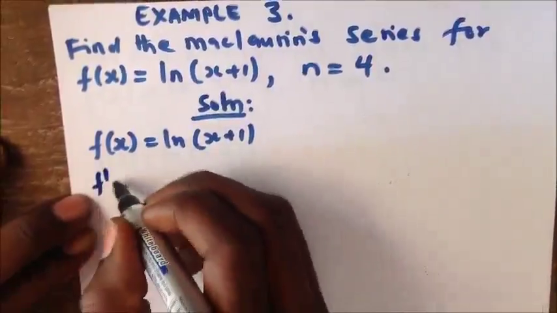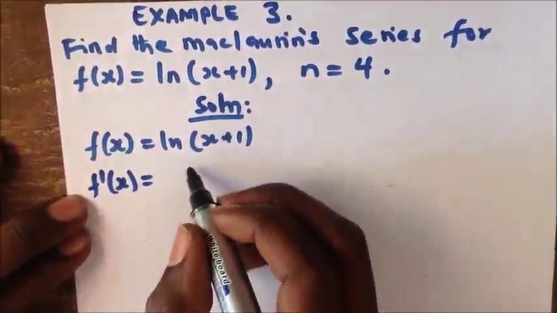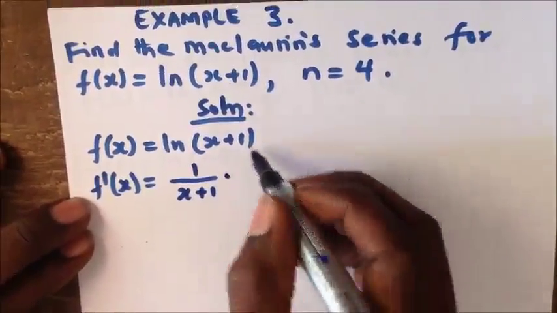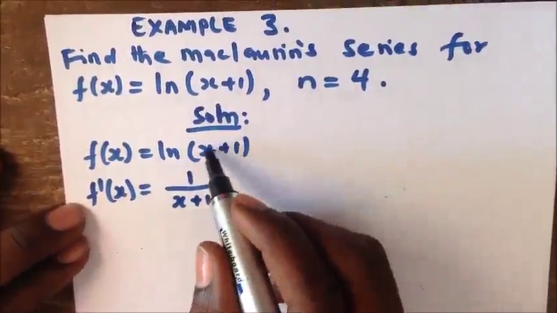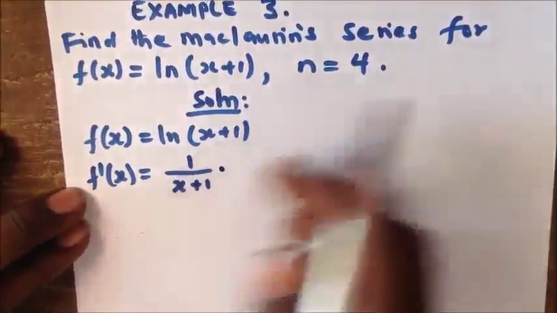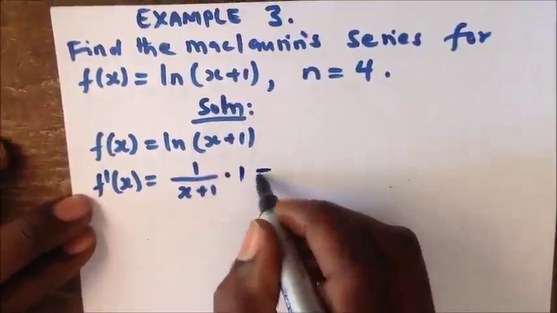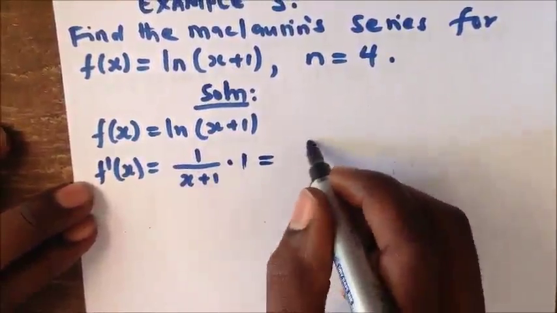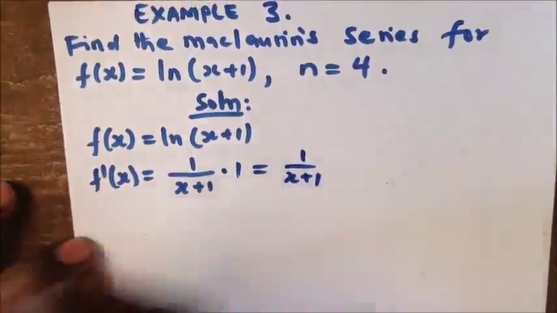Therefore, the first derivative of the function f of x is equal to ln(x + 1) is 1 divided by x + 1, but multiplied by the derivative of the bracket. And the derivative of x + 1 is 1, because the derivative of x is equal to 1, and 1 is a constant, and the derivative of a constant is 0. Therefore, the derivative of x + 1 is equal to 1. This is equal to 1 times 1 over x + 1 multiplied by 1, which is equal to 1 divided by x + 1.